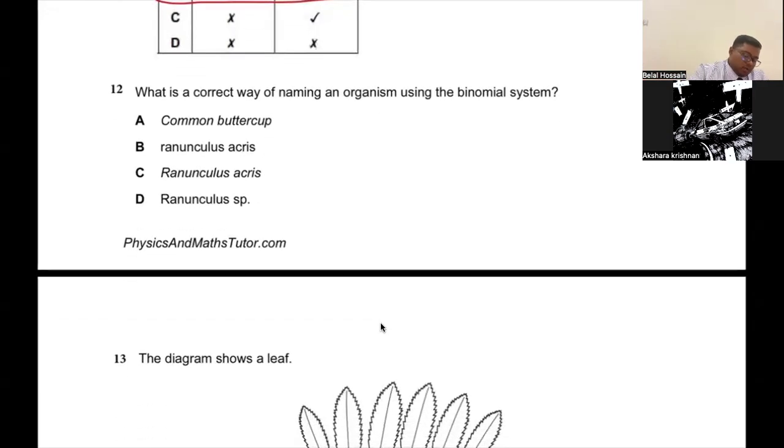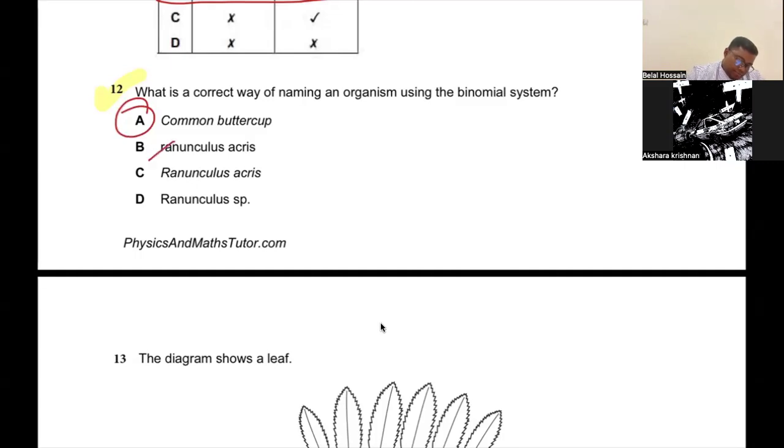Now here, what is the correct way of naming an organism using the binomial naming system? The first one. Okay. Why didn't you choose any other one? Can you tell me why B is not correct? B, the genus name is supposed to be in capital.